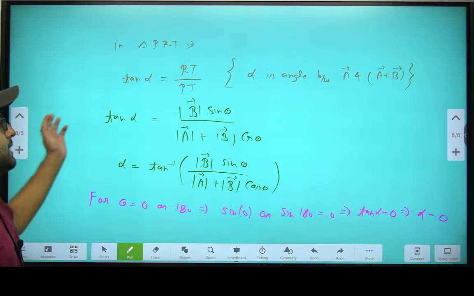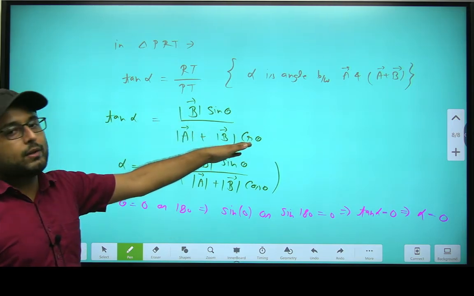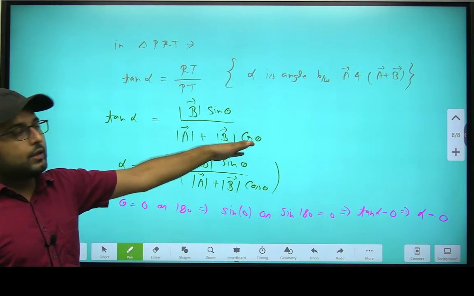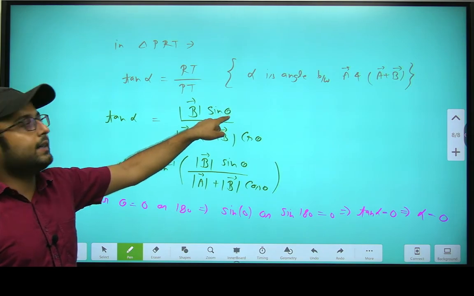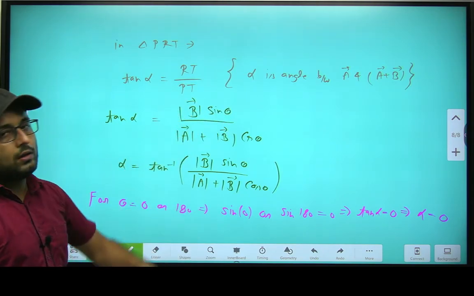and if theta is equal to 90, so cos 90 becomes 0. So this comes out to be mod B sin theta and 90. So this comes out to be mod B upon, correct.